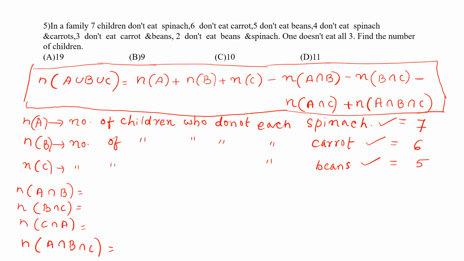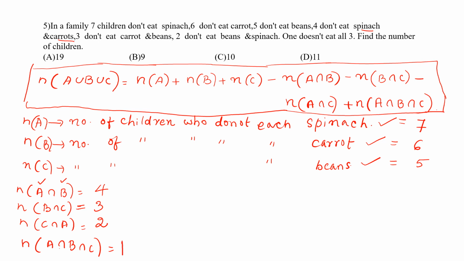Now n of A intersection B, that is the children who do not eat both spinach and carrot, is given as 4. Now the children who do not eat carrot and beans is 3. Now beans and spinach is 2. And the children who do not eat all the 3, that is A intersection B intersection C, is 1.